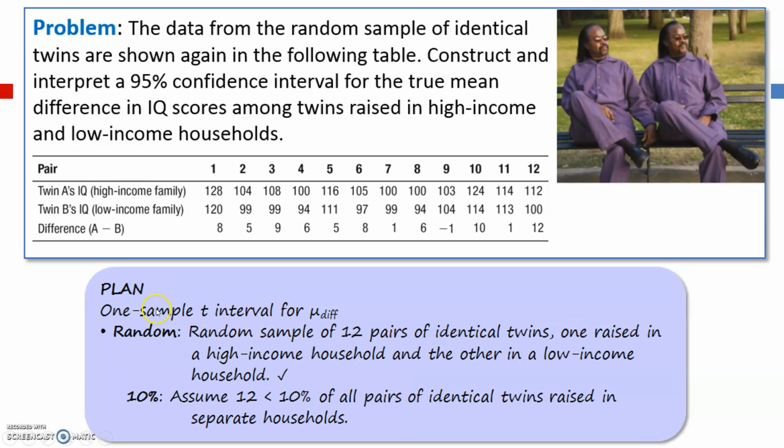Now for our plan, this is a one sample t interval for mu diff, or you can call it a paired t interval if you'd like. It's random because we have a random sample of 12 pairs of identical twins, one raised in a high income household and the other in a low income household. 12 is less than 10% of all pairs of identical twins raised in separate households. Okay, so we're going to go ahead and assume that.